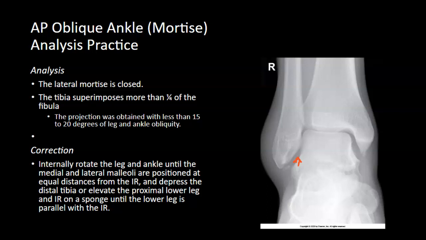In this case, I would say we are insufficiently rotated because the lateral mortise is closed and the tibia superimposes more than 1/4 of that fibula. In order to correct this, we want to internally rotate the leg until the intermalleolar line is parallel with that IR.